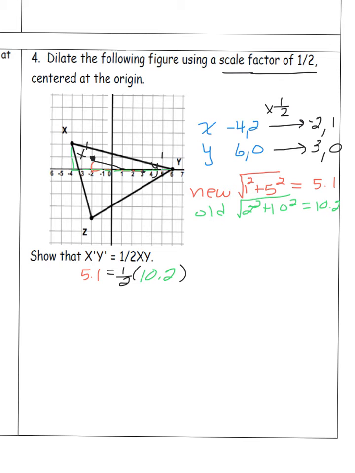I can do a check step and go ahead and do the multiplication of 1/2 times 10.2. So it would look like this, 5.1. Let me erase that. I'll do it all in one color. 5.1 equals, and 1/2 of 10.2 is 5.1. So it works. So we're done. We have proven that the new one is half of the old.